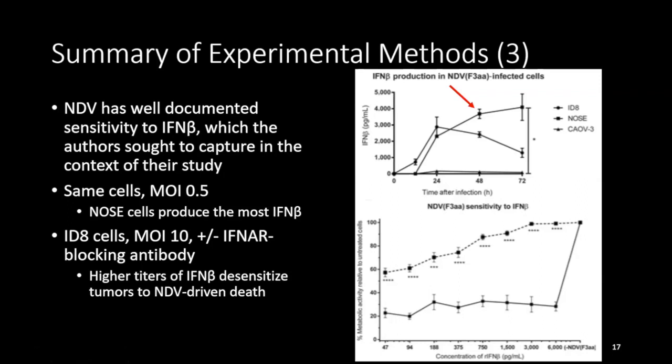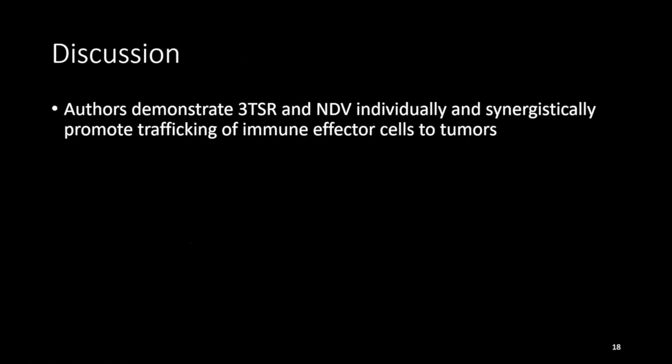Is that what's happening? Sorry, this figure doesn't make sense to me. Okay, anyways. The point being, the cancers are shown to be less susceptible to the oncolytic virus if there are high levels of interferon beta. All right. Let's pretend that last slide didn't happen.